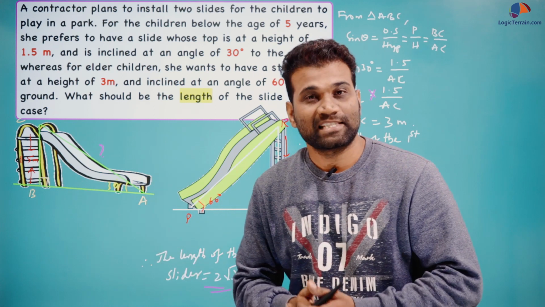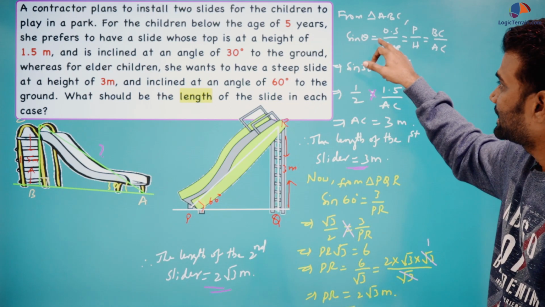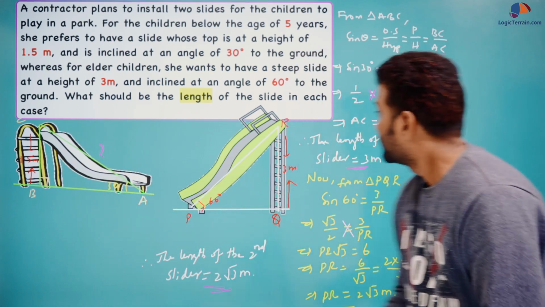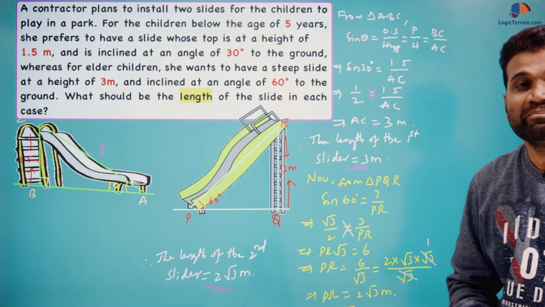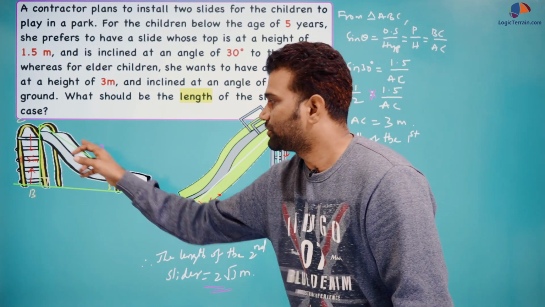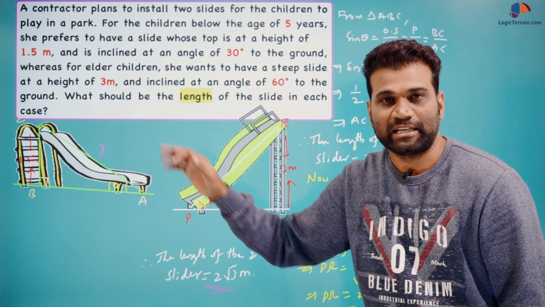So obviously sin theta. By using sin theta from this triangle and putting in all the known values, we get AC equals 3 meters. AC equals how much? 3 meters. Therefore, the length of the first slide is 3 meters.